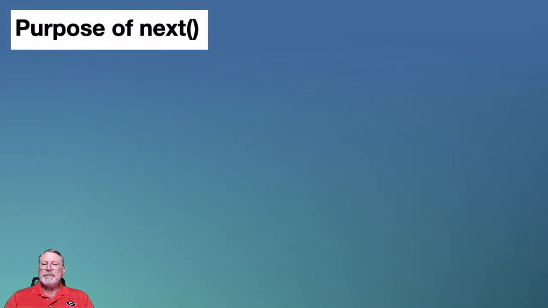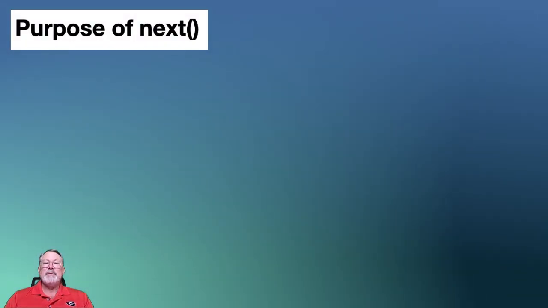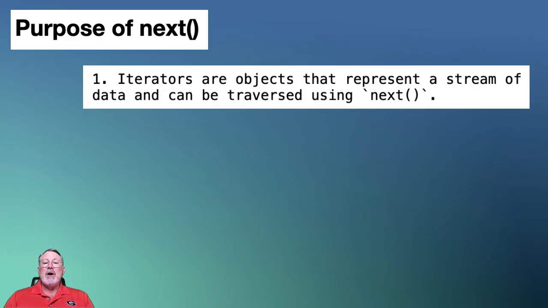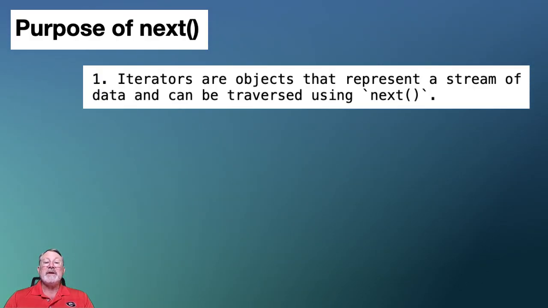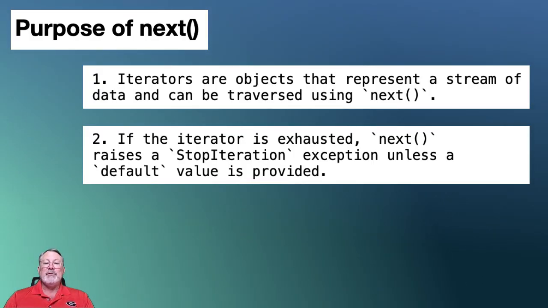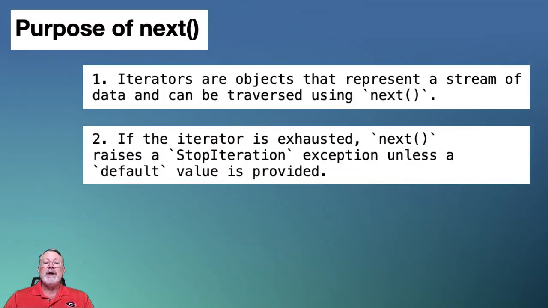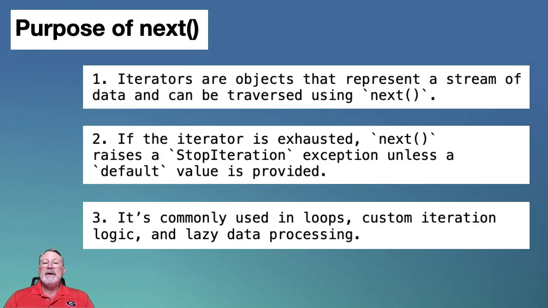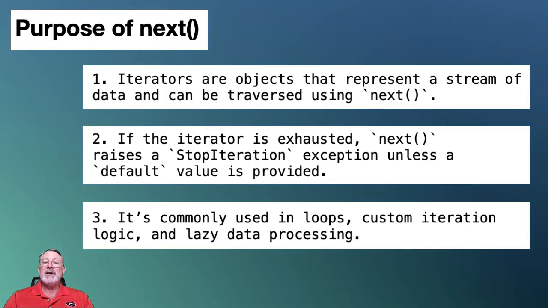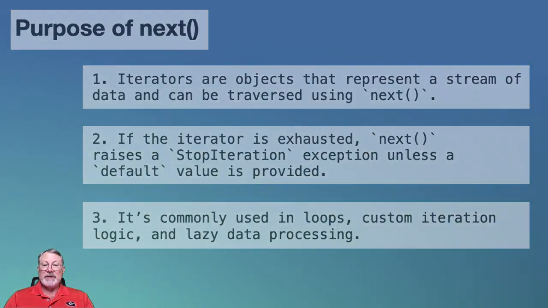Why use next? It's designed to fetch elements one at a time from an iterator. Some key concepts include: iterators are objects that represent a stream of data and can be traversed using next. If the iterator is exhausted, next raises a StopIteration exception unless a default value is provided. And it's commonly used in loops, custom iteration logic, and lazy data processing.